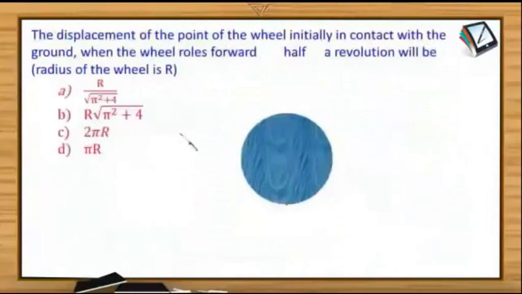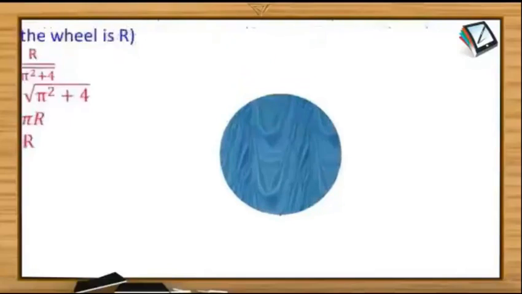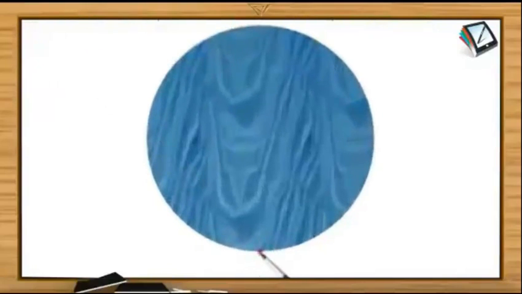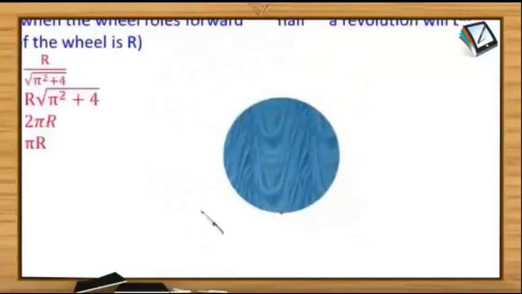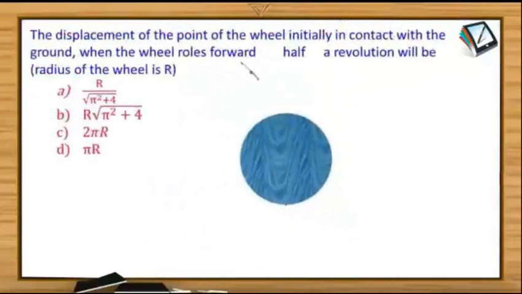Now let us solve one problem based on this particular concept of distance and displacement that we have learned just now. The displacement of the point of the wheel initially in contact with the ground. So here it is a point which is in contact with the ground. You can visualize the ground level here at the bottom. And when the wheel rolls forward half a revolution, then where r is the radius.